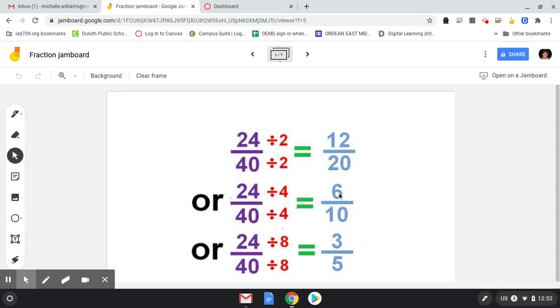24 divided by 4 is 6. 40 divided by 4 is 10. So 6/10 is simplified of 24/40ths, but again, not completely simplified. They're still both even. You could divide those both by 2. Or some of you might say, well, I know that 8 is a factor of both 24 and 40. So you divide 24 by 8 and get 3, and 40 by 8 and you get 5. And 3/5 is the simplest form for 24/40ths.